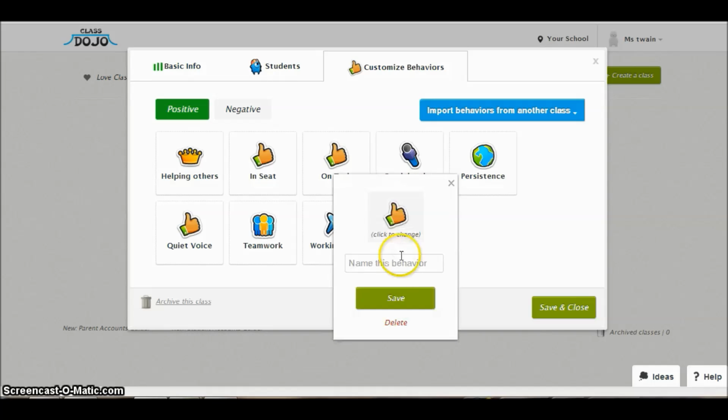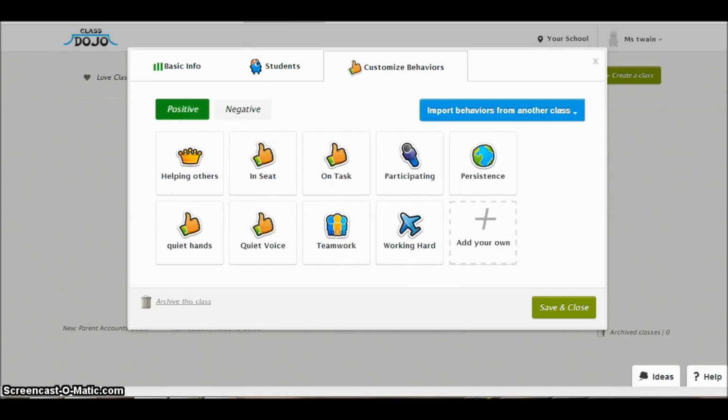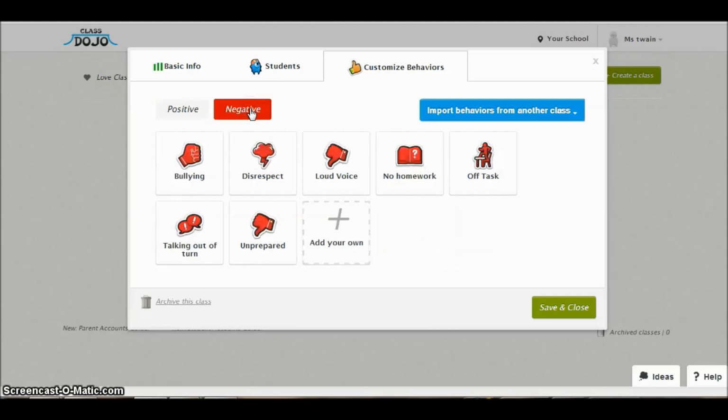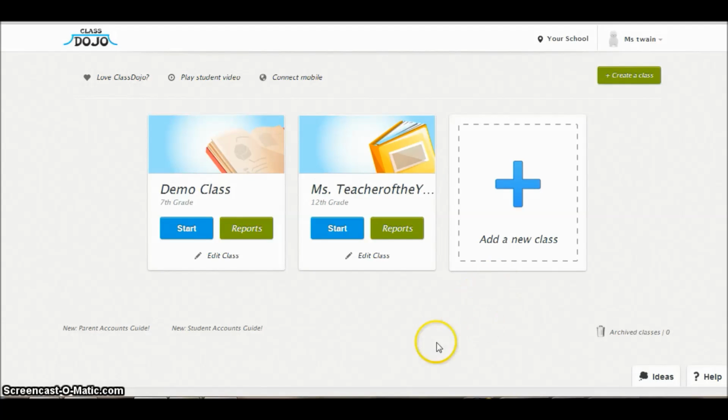So let's say that we're going to track this one as quiet hands. Did you have quiet hands? Now, they also have the option of taking negative data. And again, you can create what behavior you want to track. So let's save this. This is very easy to use.